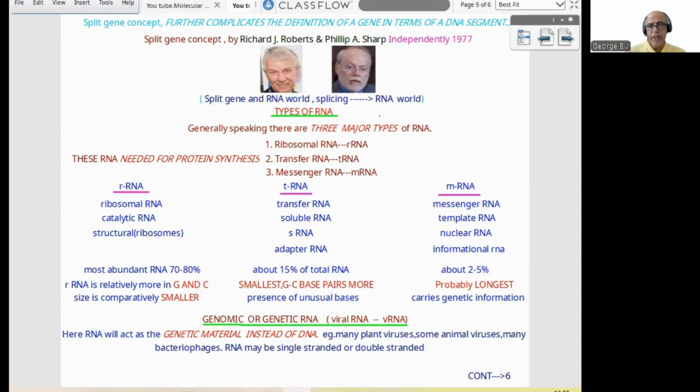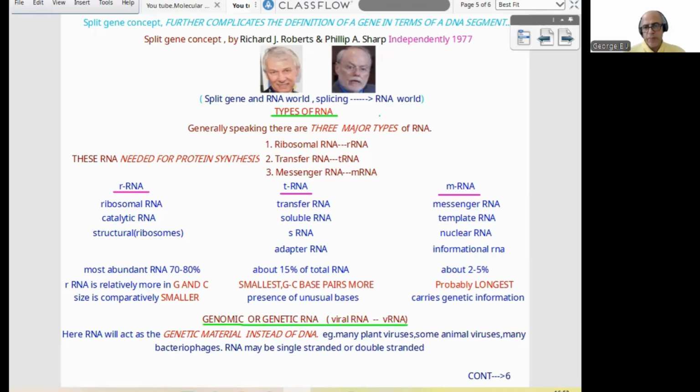Now comes tRNA, otherwise called transfer RNA, soluble RNA, or sRNA. It gets dissolved in the medium when they do some reactions. Otherwise called adapter RNA. That also we will be learning later, the structure of RNA, clover leaf shape, etc. Amount-wise, about 15% of total RNA belongs to tRNA. It is smallest. GC base pair is more. Presence of unusual bases can be seen in tRNA, that we'll be learning in the clover leaf model.